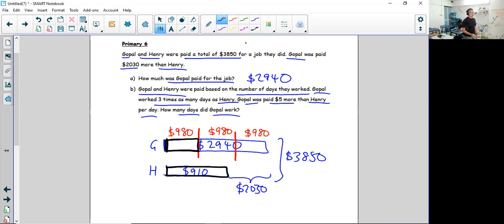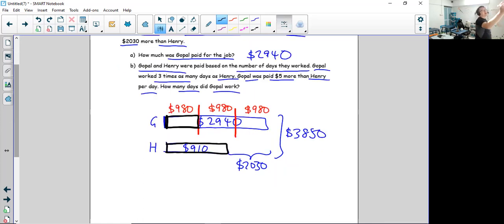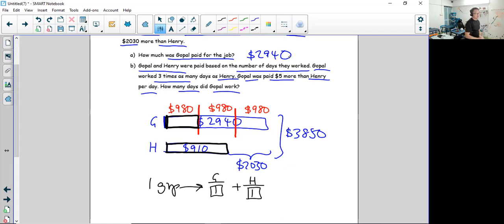So what do we do? Then we can write something like this. One group: Gopal, 1 day. Gopal worked 1 day. Henry also worked 1 day. So you have equal number. And then there's a total number of days, which is 2 days in one group. And how much did Gopal earn in 1 day? We don't know, but we know that Gopal was paid $5 more. So one group is $5 more.